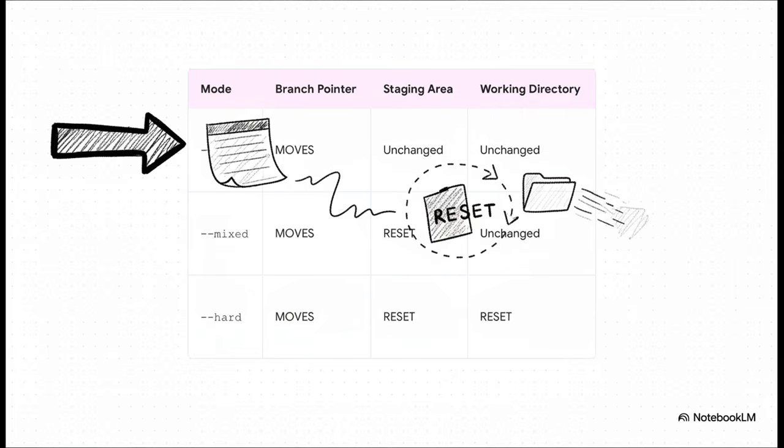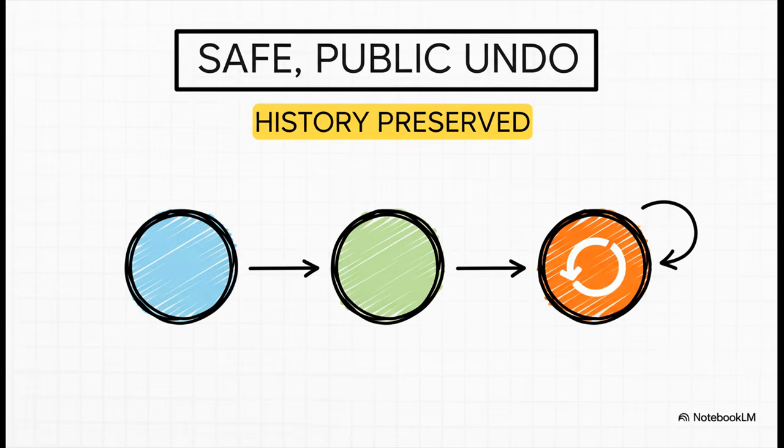So what happens if you need to undo something that you've already shared with your team? You can't just use reset because that rewrites history, and that's a big no-no for shared branches. That's what git revert is for. It's the polite way to undo. It doesn't delete anything. Instead, it creates a brand new commit that contains the exact opposite of an old one. So history is added to, not rewritten. It's the safe way to undo in public.